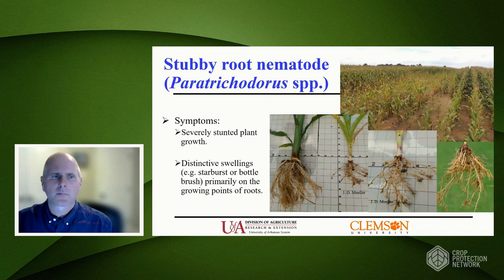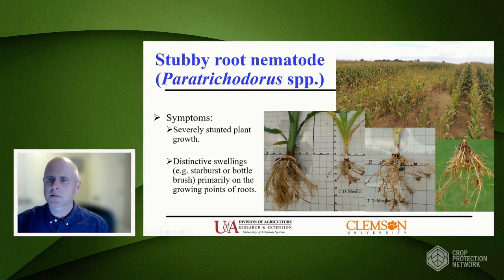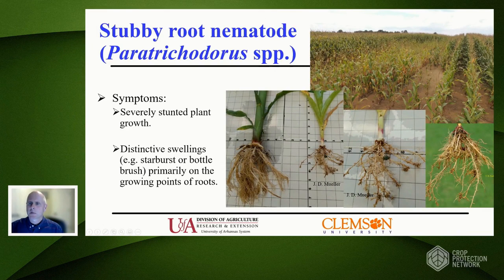These root symptoms are these destructive swellings. I refer to them as starburst. Some others refer to them as kind of the bottle brush appearance, but you can see just on the root tips, that bottle brush or where all those roots are kind of a starburst type symptom. And so that's certainly a good indication of stubby root. That doesn't confirm that stubby root is actually causing that. You would actually need to take a soil sample. But that's what's really severely stunting those plants.